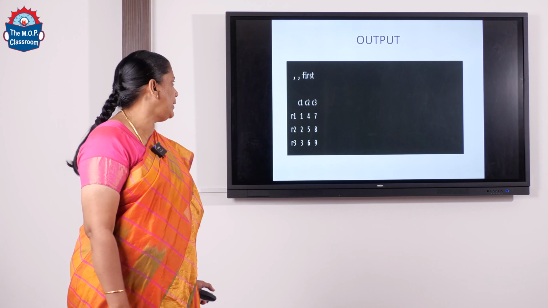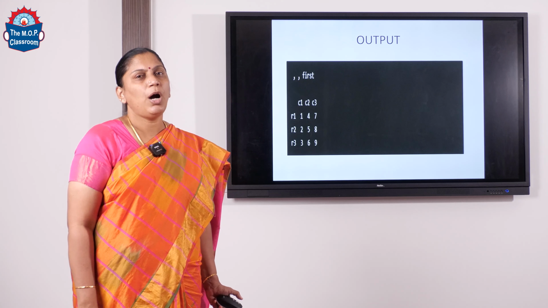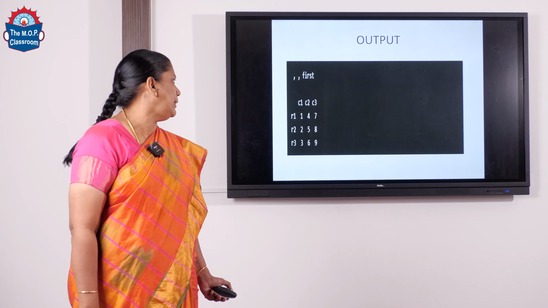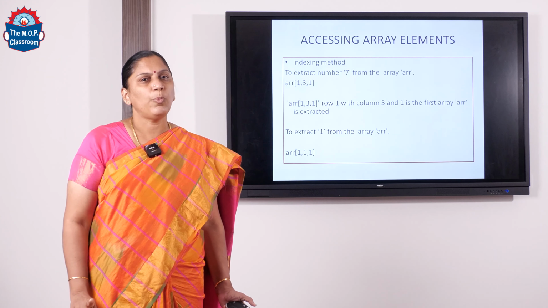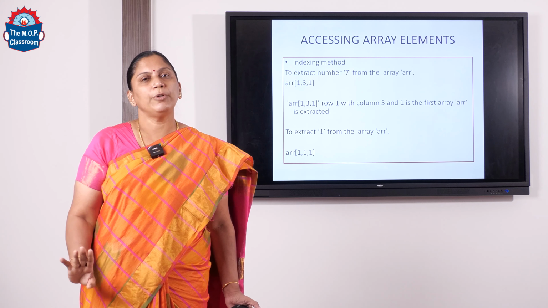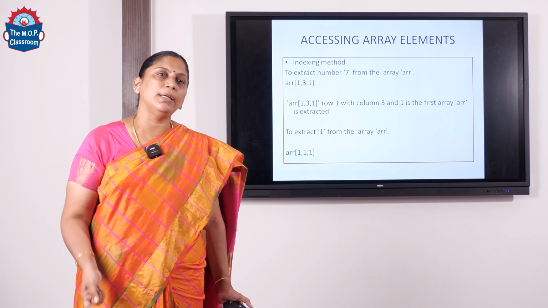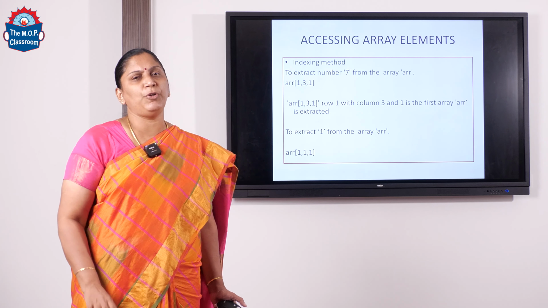Where is 1 located? 1 is located in the first row and first column. So how do we extract this using the index method? arr[1, 1, 1]: first row, first column, and the first matrix. So this is how the indexing method is used for accessing a specific element in a specific row and column in a matrix.